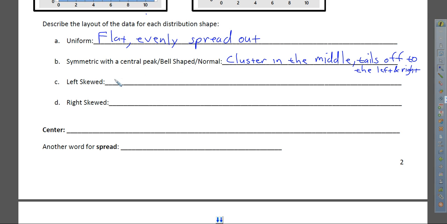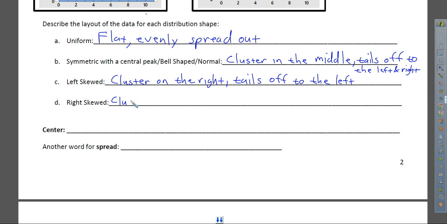Left skewed, I look at the data clustering on the right. And it tails off to the left. So remember, the skew is where the tail is going. If it's tailing off to the left heavily, then that would be left skewed. And then likewise, if it's tailing off heavily to the right, then we'll say that's right skewed.